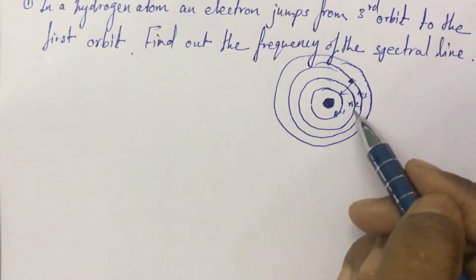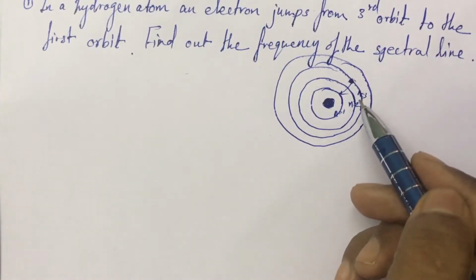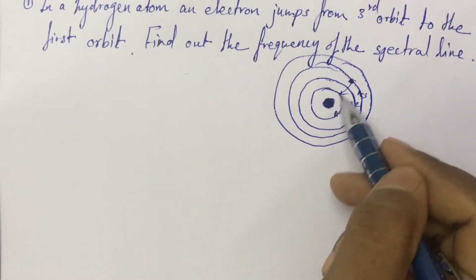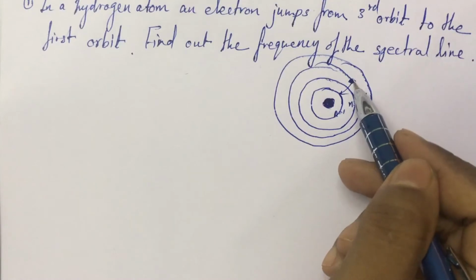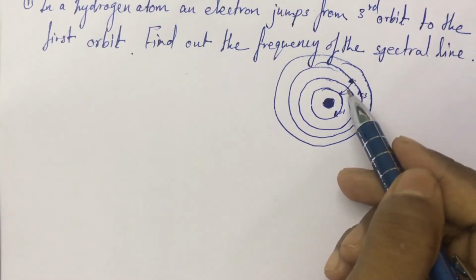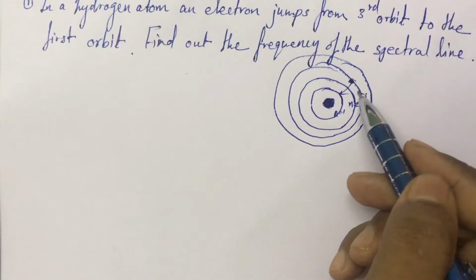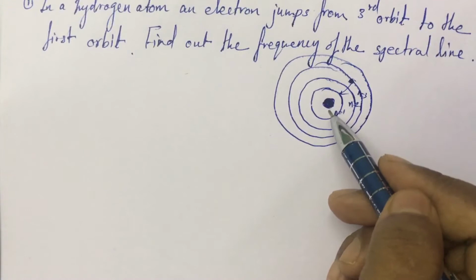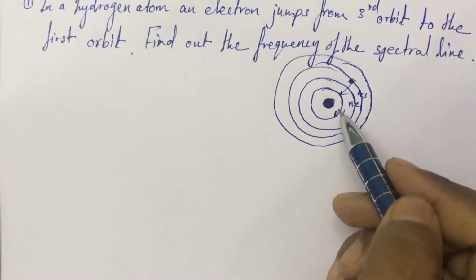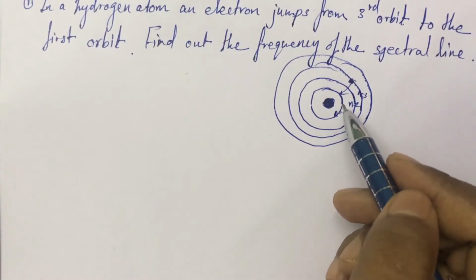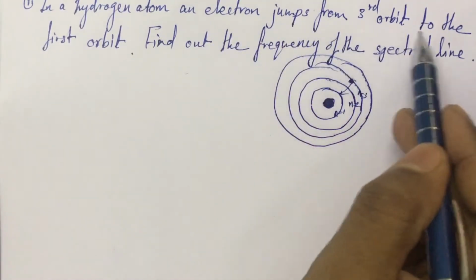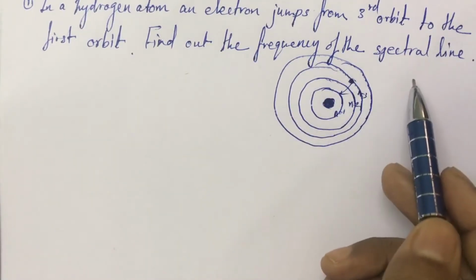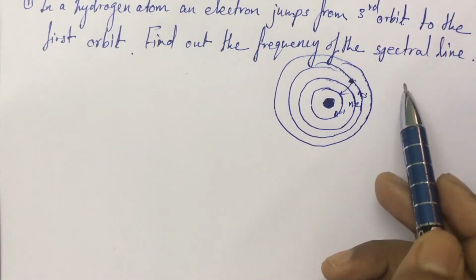Children, how does the electron reach the third orbit? We have discussed that after absorbing energy, electrons may jump into the higher energy regions, isn't it? And after that they may emit or radiate energy, and they will come back to the original orbits. So here also, in the hydrogen atom the electron jumps from the third orbit to the first orbit. What we have to find out is the frequency of the spectral line.